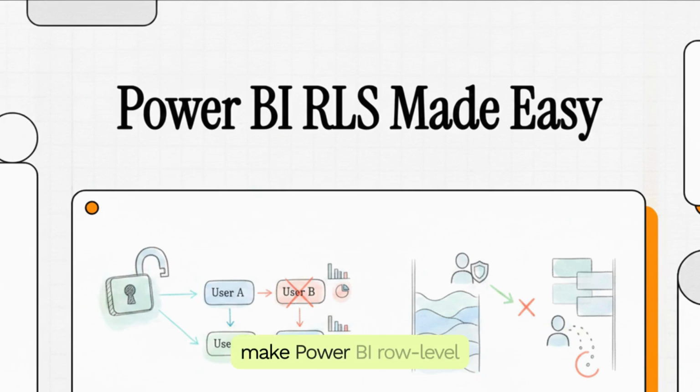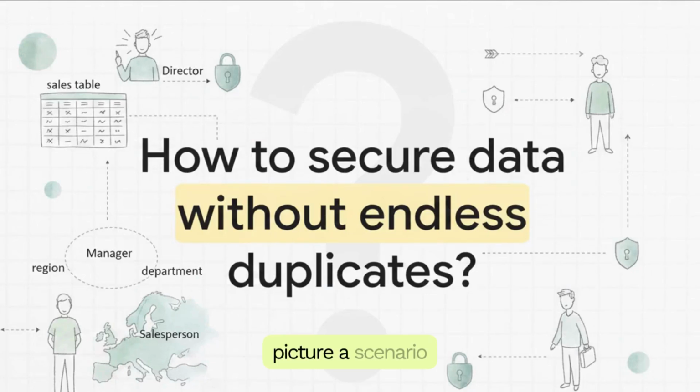So today, we are going to make Power BI row-level security completely accessible and super easy to understand. But first, picture a scenario that might feel a little too familiar. Imagine you've got a sales table. You have a director who is allowed to see absolutely all the data. Then you have a manager who can only see data for a specific department. And finally, you have a salesperson who is strictly restricted to a specific region, like Europe.